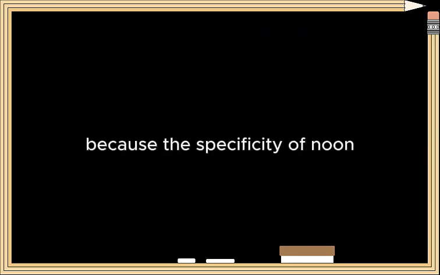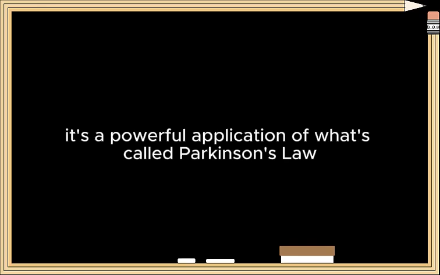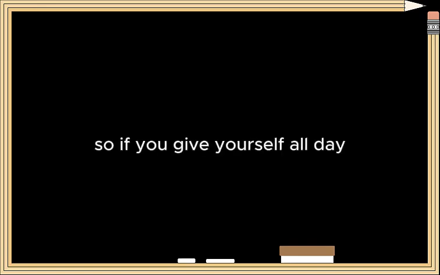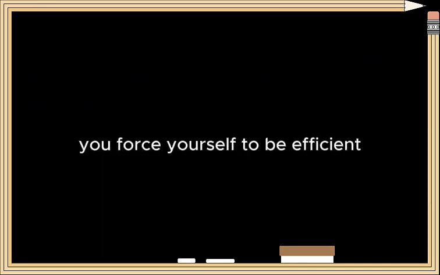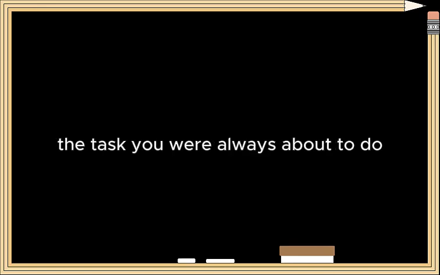Because the specificity of noon transforms a vague desire into an executable task. It's a powerful application of what's called Parkinson's law. Which is? Work expands to fill the time available for its completion. Ah, right. So if you give yourself all day, it'll take all day. Exactly. By setting a strict time-bound goal for clearing the bulk of your inbox by lunchtime, you force yourself to be efficient. If you just tell yourself, oh, I'll do emails sometime this afternoon, it becomes this low-grade distraction, the task you were always about to do.